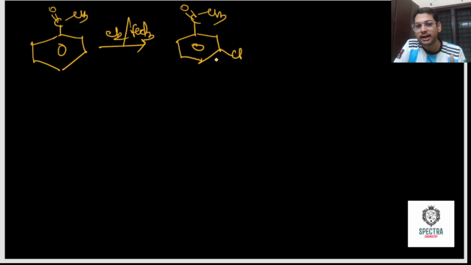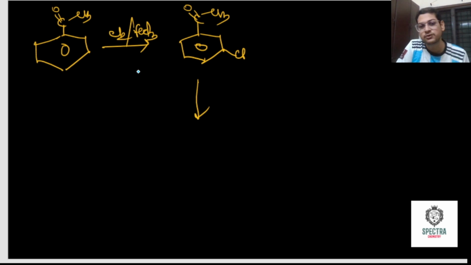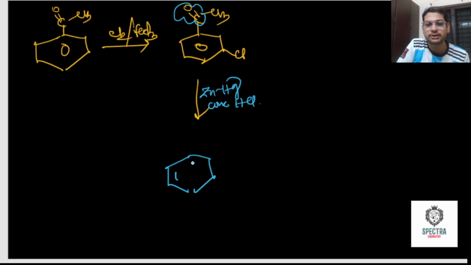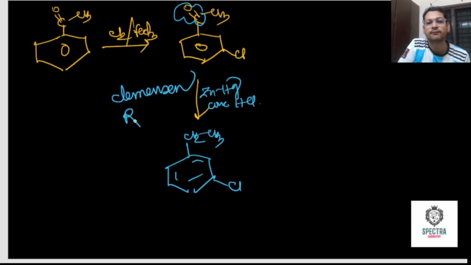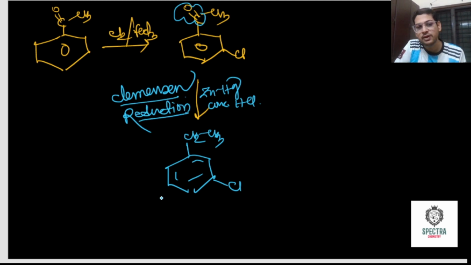But sir, I don't want this. I want CH2CH3. Yes, you can get your CH2CH3. And in the first question only, we have done that: Zn-Hg with concentrated HCl. If I use this, the CO group will become CH2CH3. And what is this name reaction? Tell me. This is called Clemmensen reduction. So by this way, you have to do this.